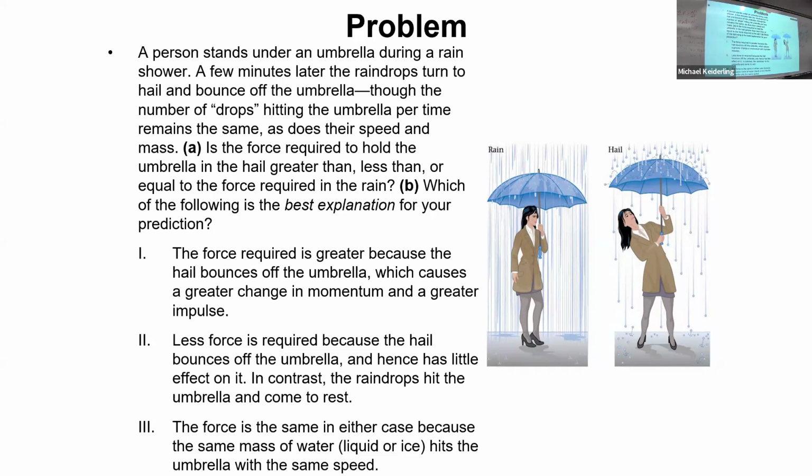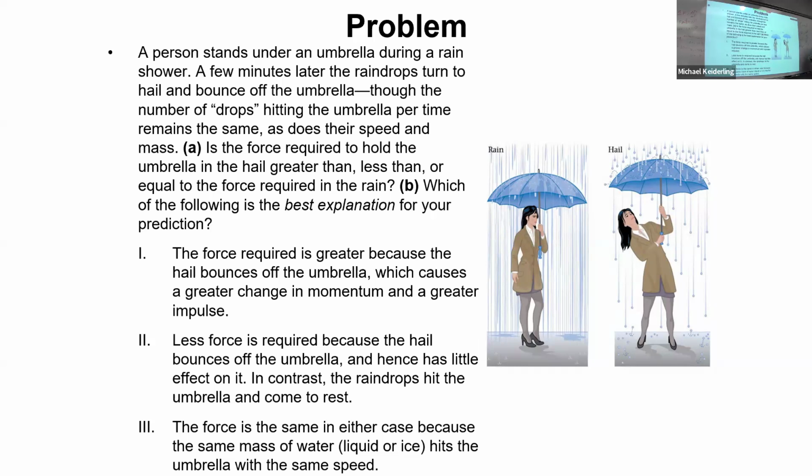So who thinks the force required in this second case with the hail is greater? Who thinks less force is required because the hail bounces off the umbrella and thus interacts with it less? And who thinks the force is the same because the same amount of water is hitting the umbrella with the same speed?